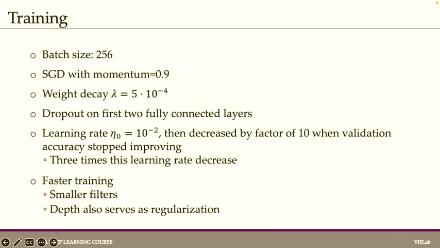Here are the training details. They used a learning rate schedule which decreased the learning rate by a factor of 10 as soon as validation accuracy stopped improving. So that's an automatic learning rate scheduler in a way, which is, of course, by now a bit outdated.